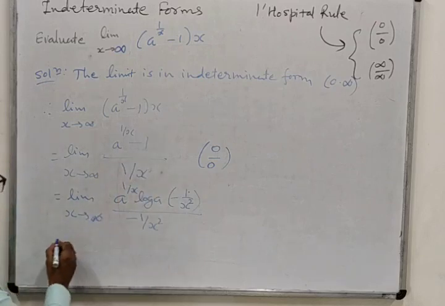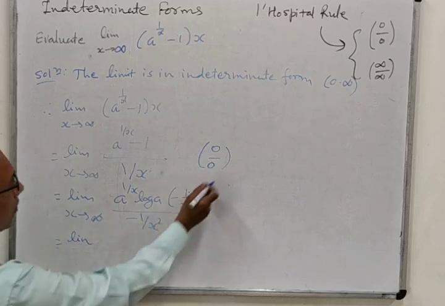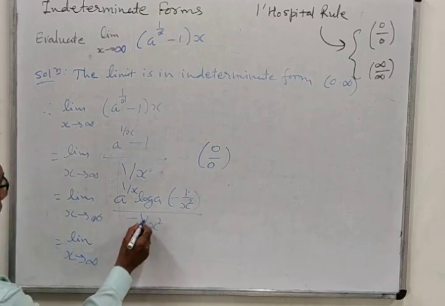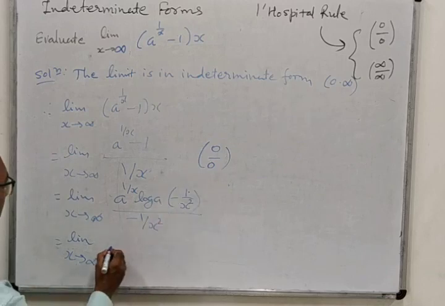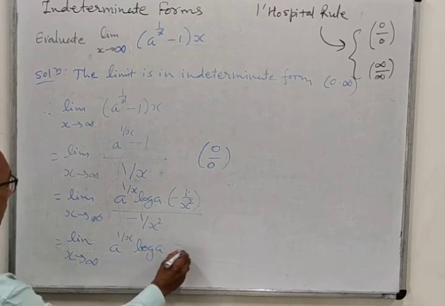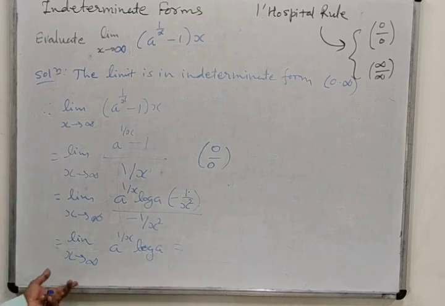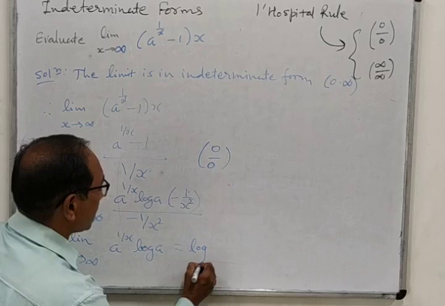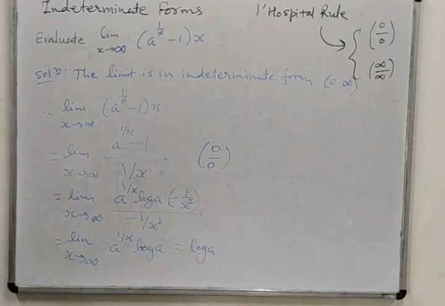So we can see that we will simplify. We will not check the form first; we will put this into simplified form. So minus 1 upon x square and this minus 1 upon x square will be cancelled. So it is nothing but a raised to 1 upon x into log of a, and directly we will get the answer. If we put x tends to infinity, 1 upon infinity is 0, so a raised to 0 is 1, and this is log of a only. So the answer of this example is log of a.